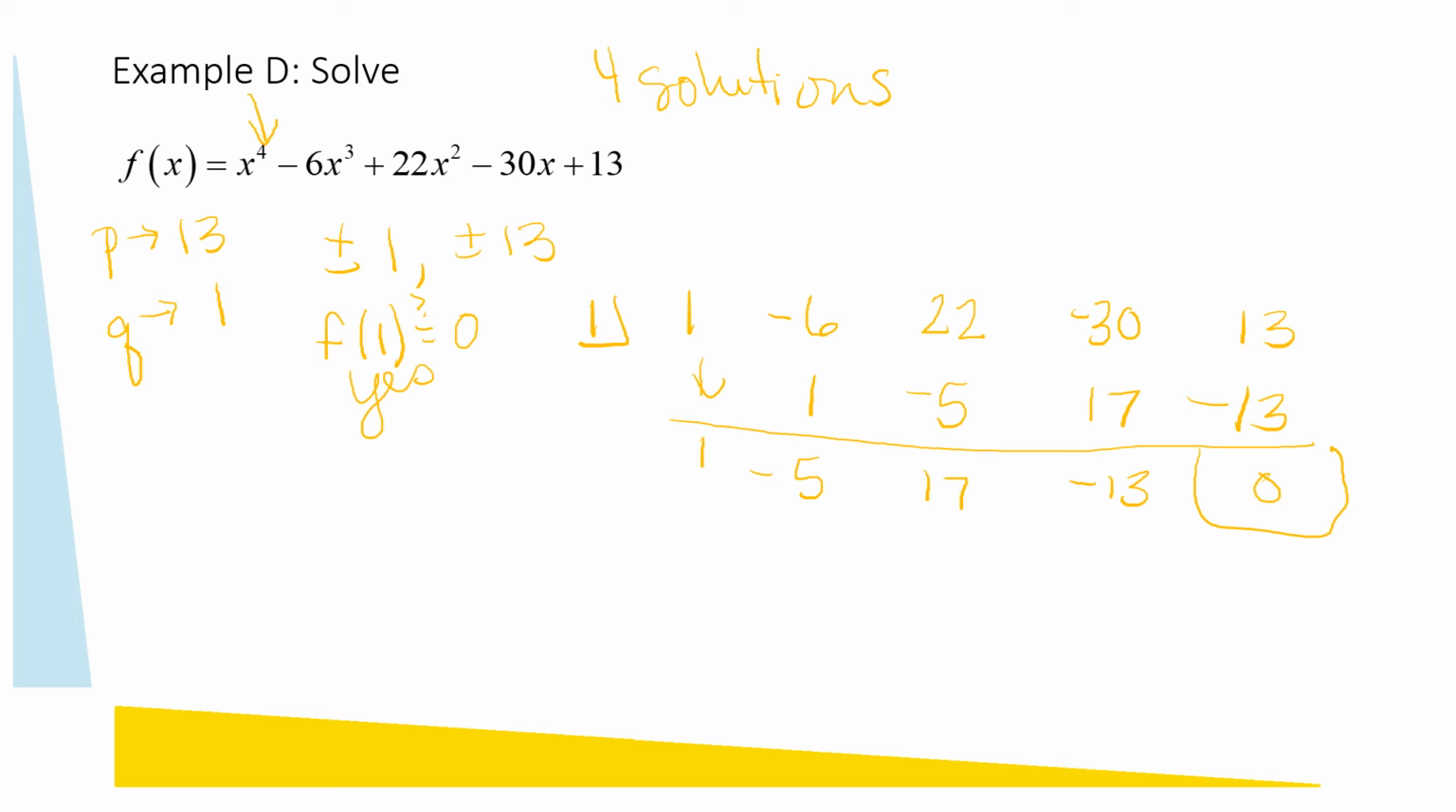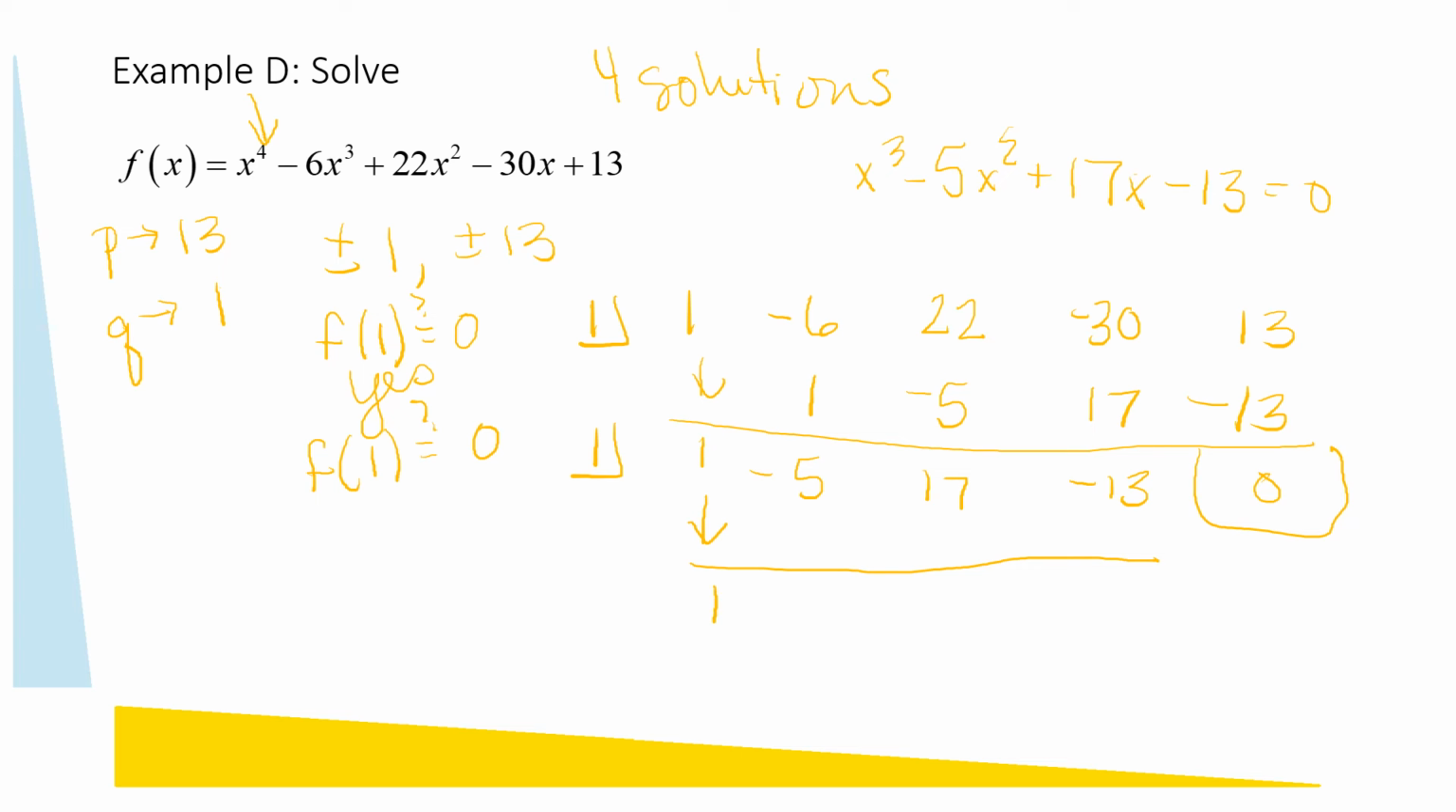Now this is x cubed, right? I'm going to write it up here. x cubed minus 5x squared plus 17x minus 13, and we want to set that equal to 0. Since all the coefficients are just listed here, I'm going to try 1 again. Is f of 1 equal to 0, making that a multiplicity of 2? So let's try and find out.